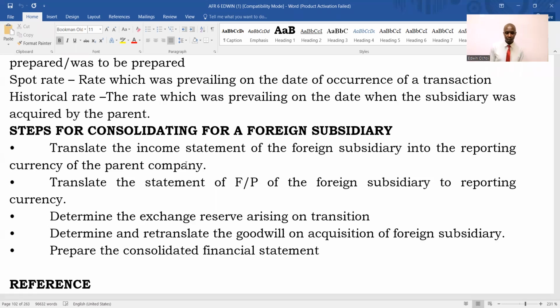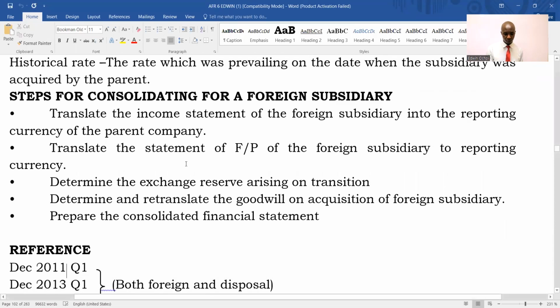Then determine and retranslate goodwill. So you have to determine goodwill first using the foreign currency. Then after that, you translate it. You have to translate goodwill twice, as at the time of acquisition and as at the time you are preparing your books. Then after you are done with that, you prepare consolidated financial statements. So I would like to do a question of November 2016, question 1.